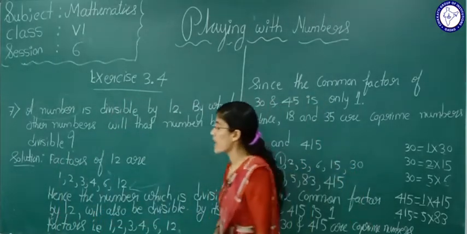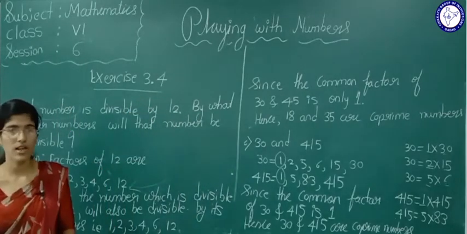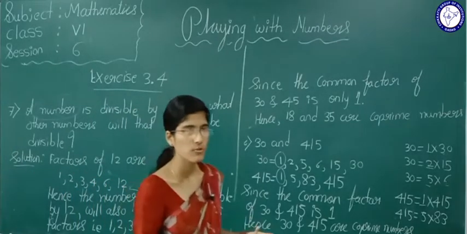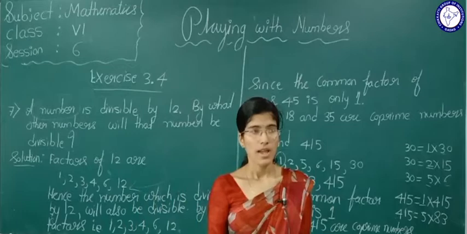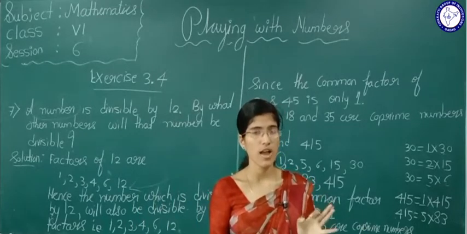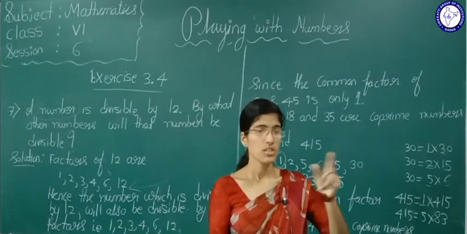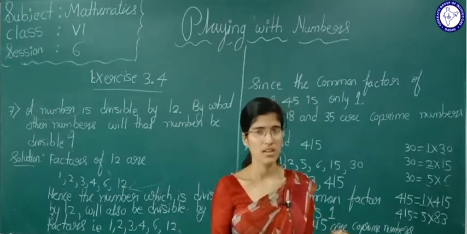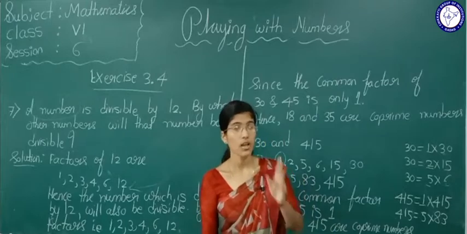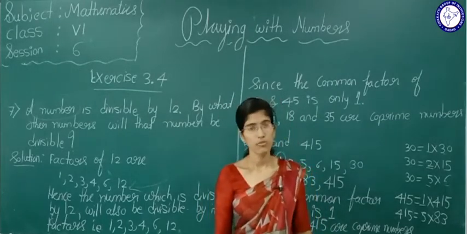We have learned some tests of divisibility. We have learned divisibility by 2 rule, 3 rule, 4 rule, 5 rule, 6 rule. Again we have learned 8, 9, 10, 11 rules. These rules you have to remember. If you remember these rules, and anybody asks you to check whether this number is divisible by any number, at that time you can tell at once. Be thorough with those rules. And this is about exercise 3.4.